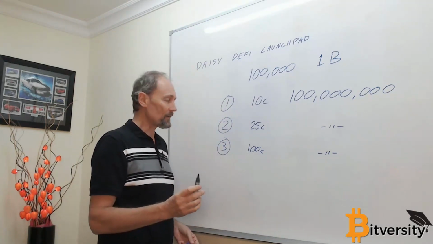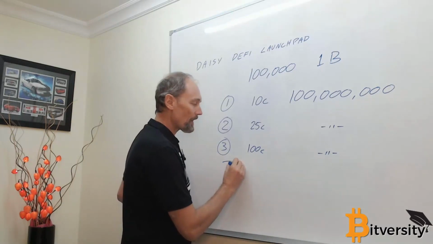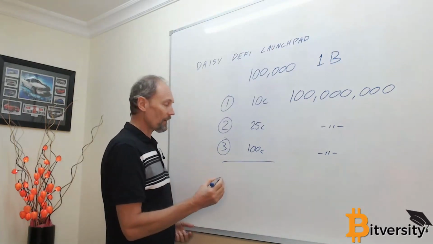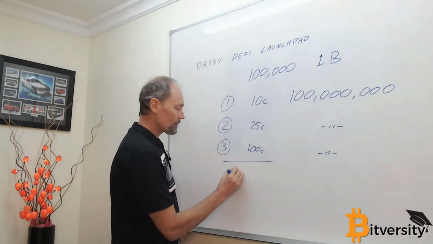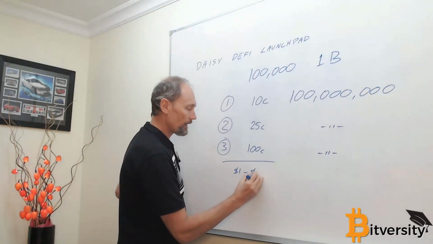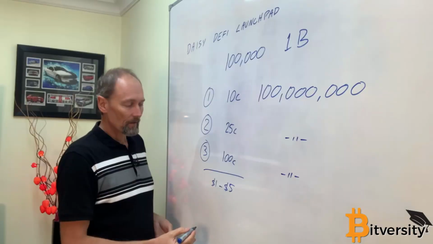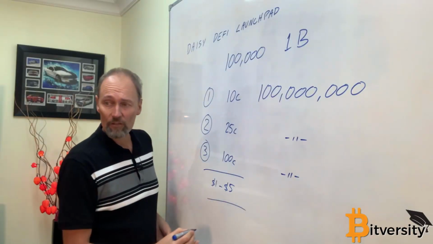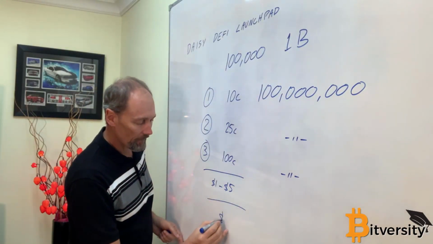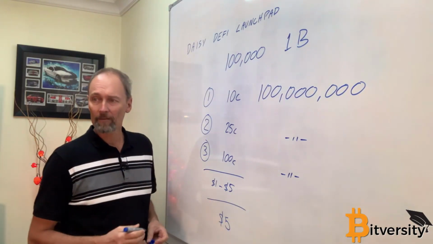At that stage, it's going to go to the public. The public's then going to be able to buy it between $1 and $5, whatever they decide to do, and they'll probably step it up. Then it's going to go on the exchange at $5. At least that's the plan.